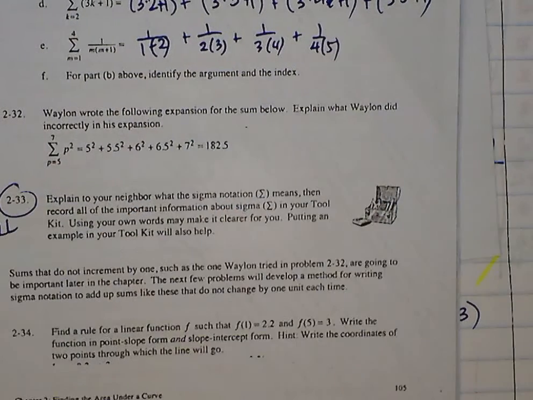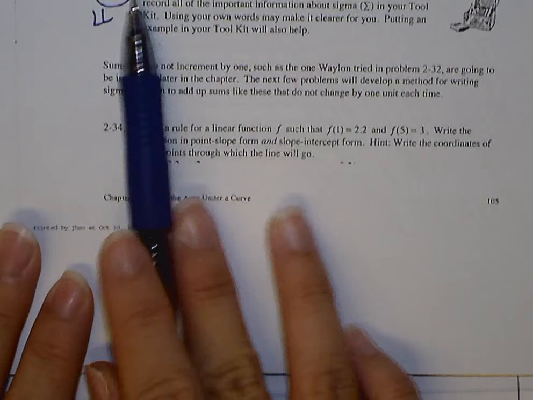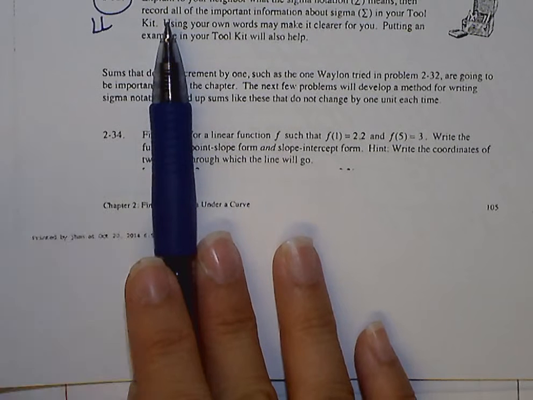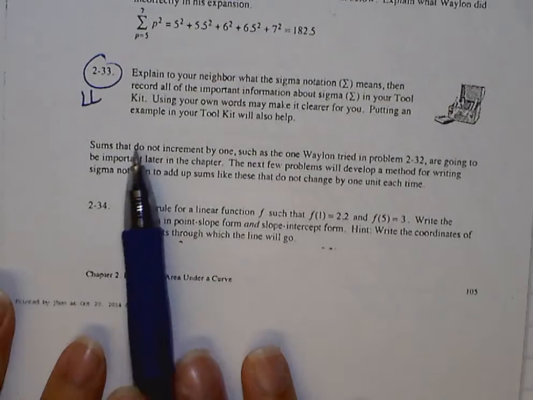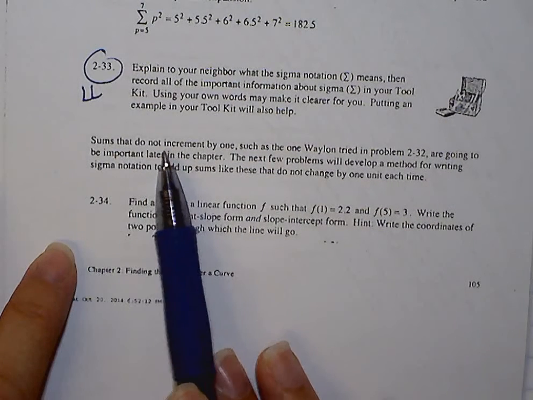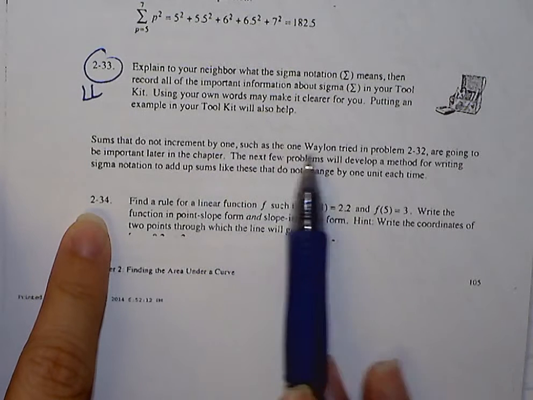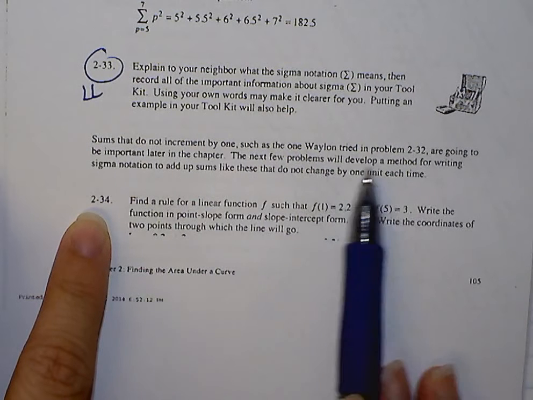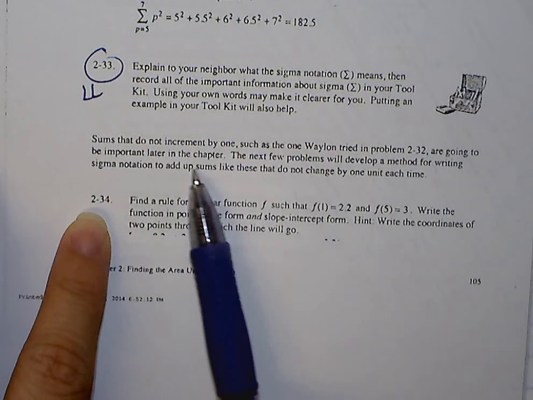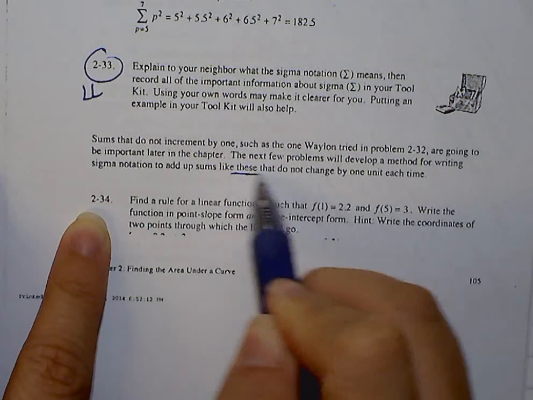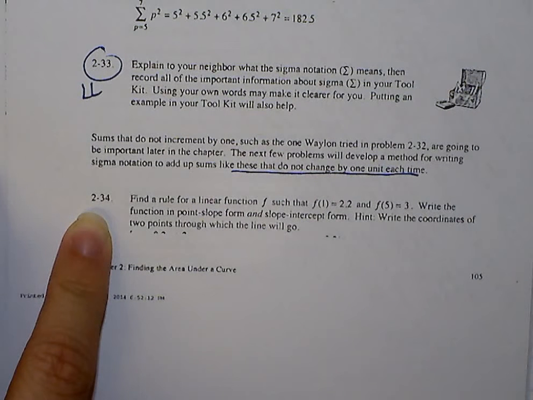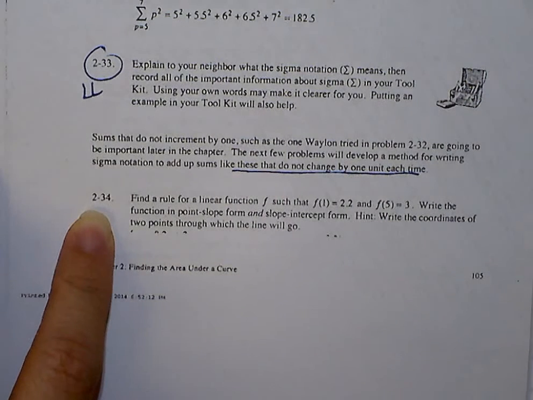Who can read for me this little blurb right here while everybody actively follows along? Jennifer? Sums that do not increment by one, such as the one Waylon tried in problem 32, are going to be important later in the chapter. The next few problems will develop a method for writing sigma notation to add up sums like these that do not change by 1 unit each time. So it's saying that we can have sums that don't grow by 1. We can have sums that go 3, 3.5, 4, 4.5. We can do that. We're going to talk about that in a little bit.